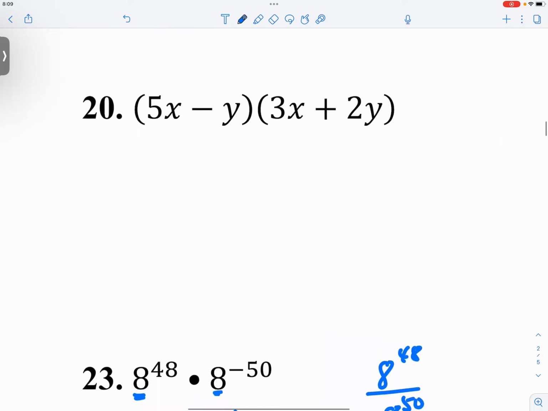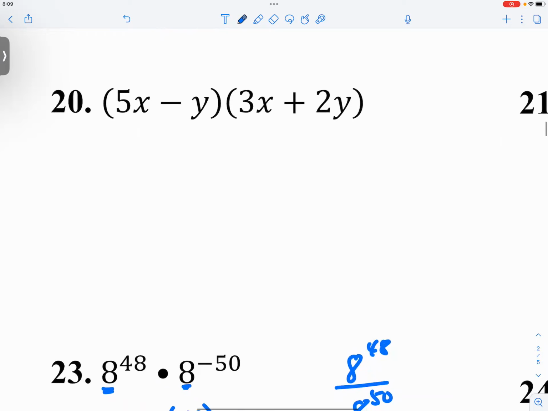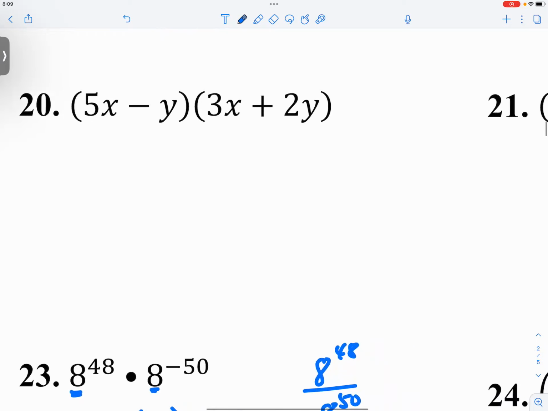For number 20, you can use the well-known procedure called FOIL: the first, outside, inside, and last. Now, if you're not familiar with it, I can also show you another way around, which is to treat one of these two parentheses as a single entity, and then you can think about distributing. Now, you don't have to memorize this.